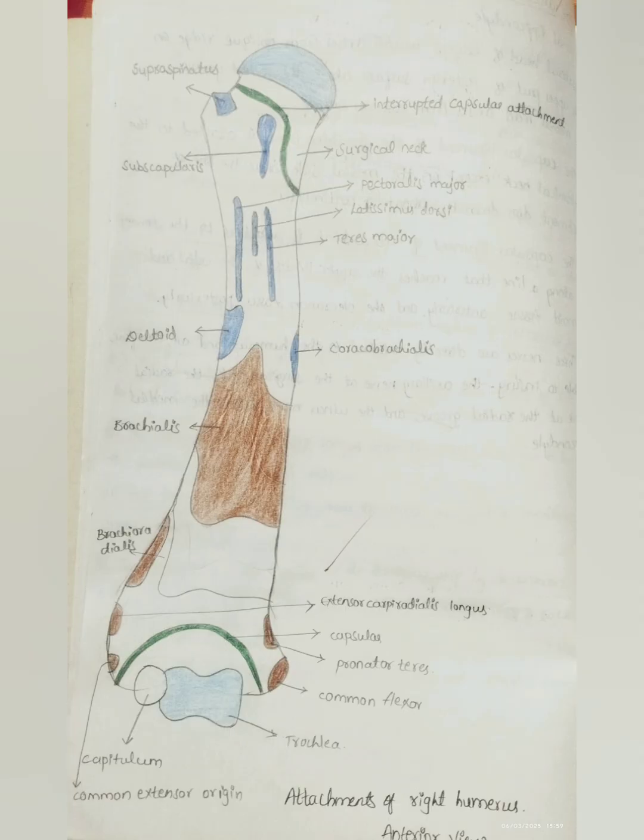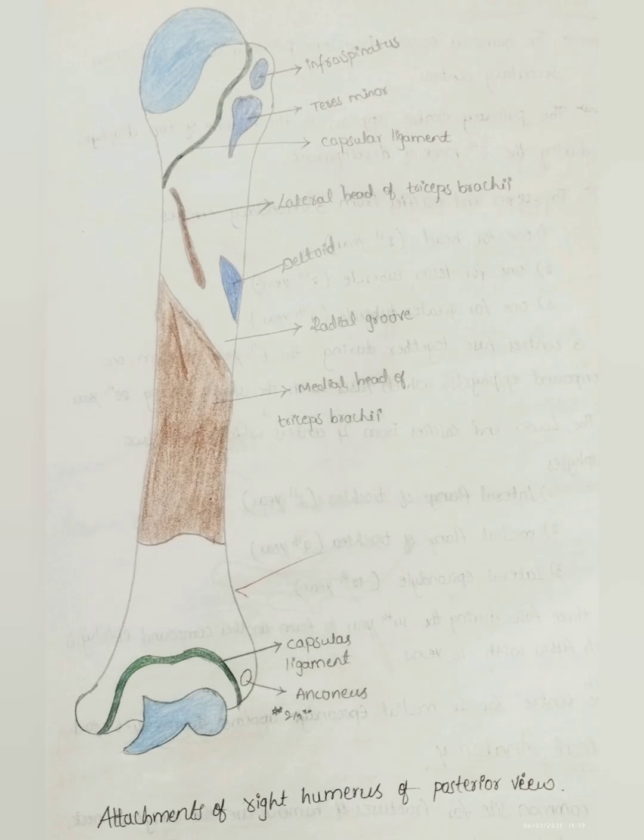The supraspinatus is inserted into the uppermost impression on the greater tubercle. Next, the infraspinatus is inserted into the middle impression on the greater tubercle. The teres minor is inserted into the lower impression on the greater tubercle. As I told earlier, in the greater tubercle we have three impressions: upper, middle and lower. For the uppermost, supraspinatus; for the middle, infraspinatus; and for the lower, teres minor.